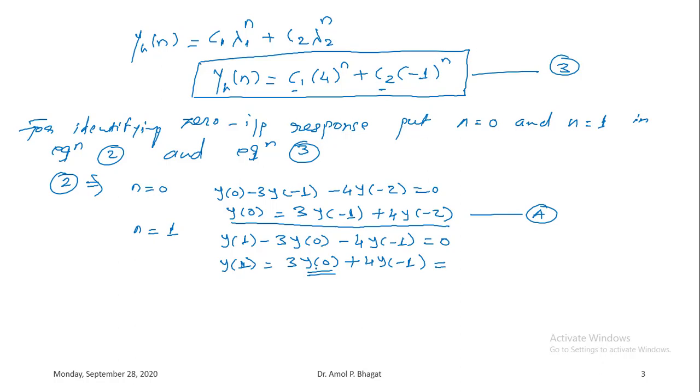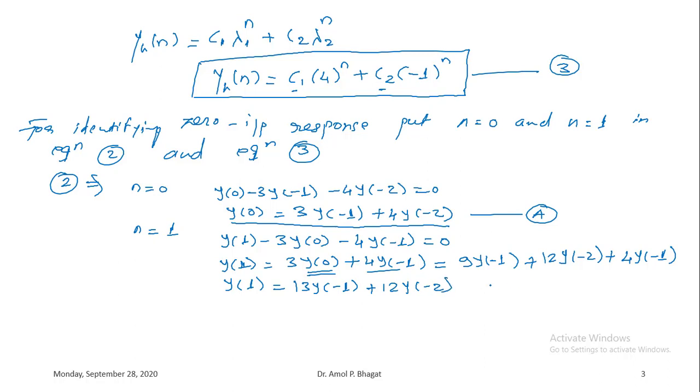So 3 multiplied with 3 gives 9 y of minus 1, and 3 multiplied by 4 gives 12 y of minus 2, plus this remaining term, 4 y of minus 1. So finally the equation for y of 1 will be, 9 plus 4 is 13 y of minus 1 plus 12 y of minus 2. I'll call this equation B.